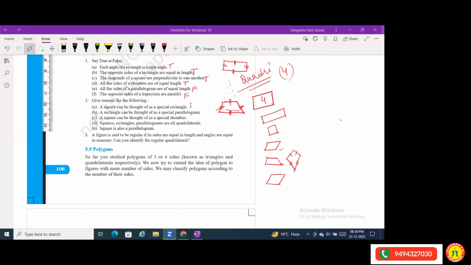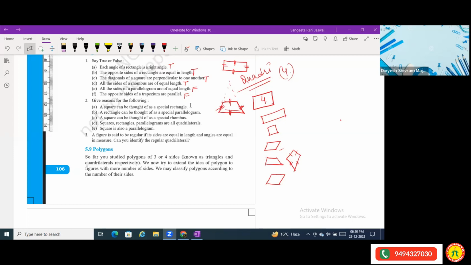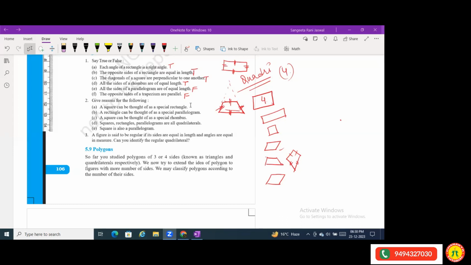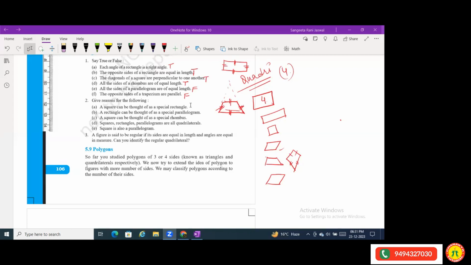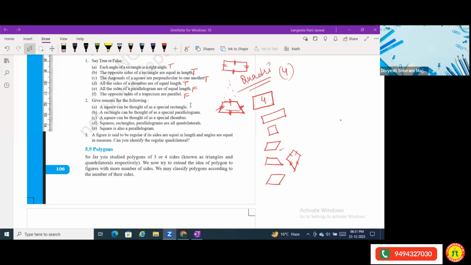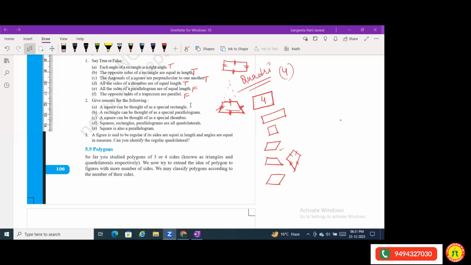Yes, nice. Give the reason. How can you say that? Ma'am, for a square, all sides are equal and the diagonals are equal and perpendicular to each other. Okay. In a rhombus also, all sides are equal and opposite sides are parallel. So if in a rhombus we make all angles 90 degrees, can it become a square? Yes, ma'am, it becomes a square. Okay, so it's a special case, a special rhombus.